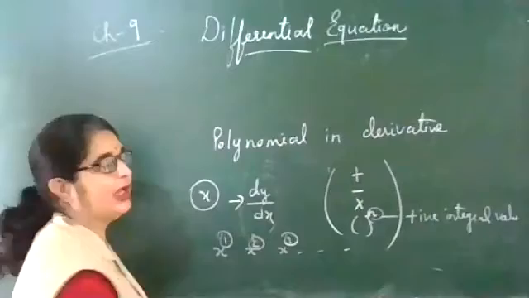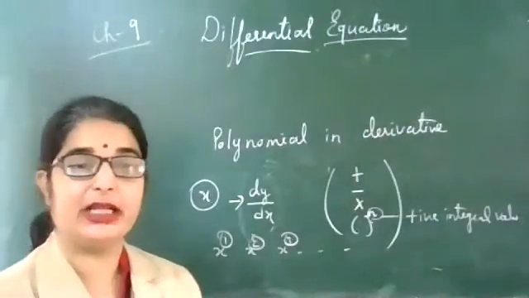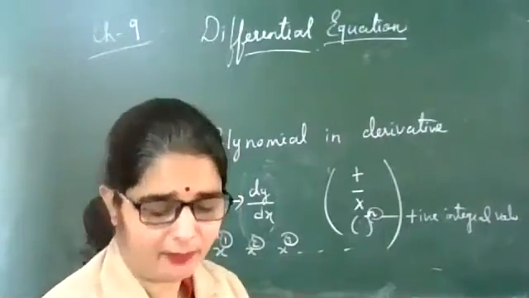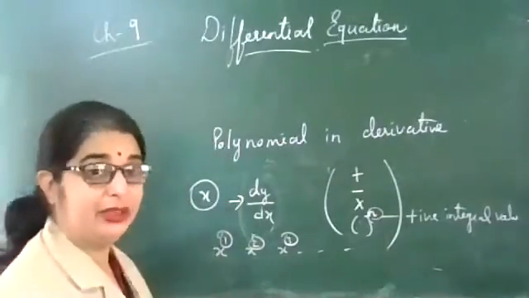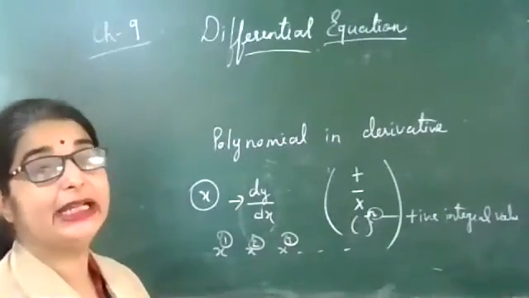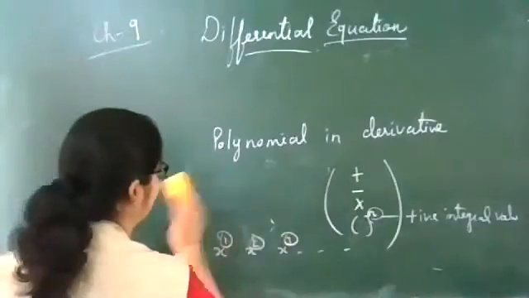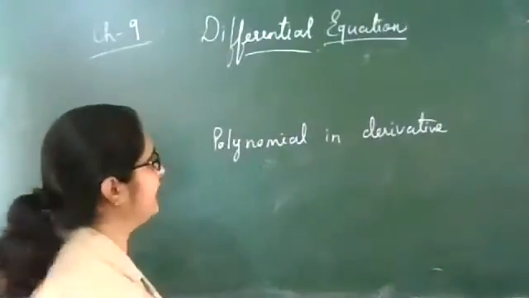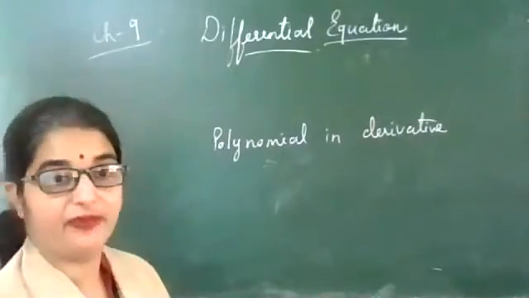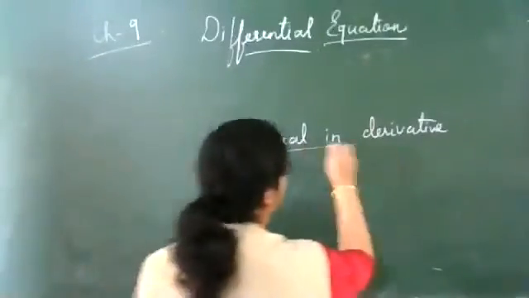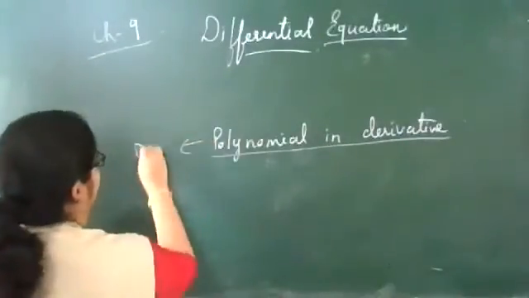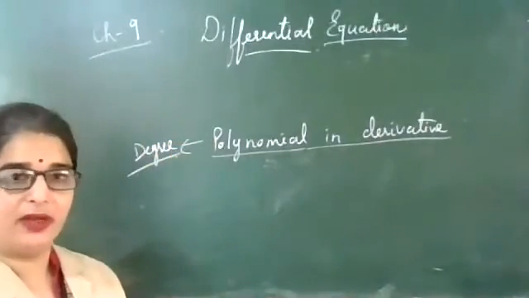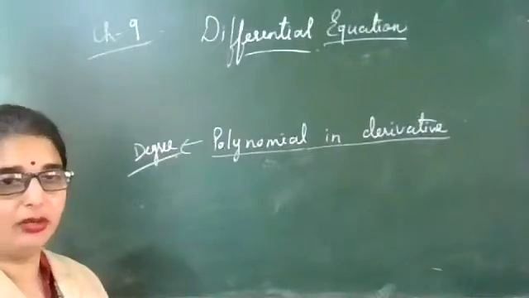It should be a positive value, and positive integral value, should not be in decimals, nor in fractions. Clear? So this thing you have to keep in mind for finding the degree. If you have to find a degree, then you should know that the differential equation should be polynomial in derivative, then only you can find the degree. Otherwise you can say that degree is not defined. You don't have any degree of this equation.